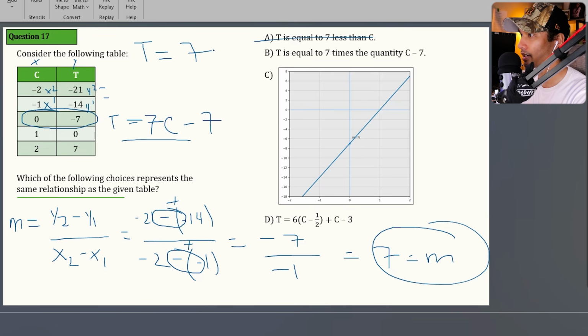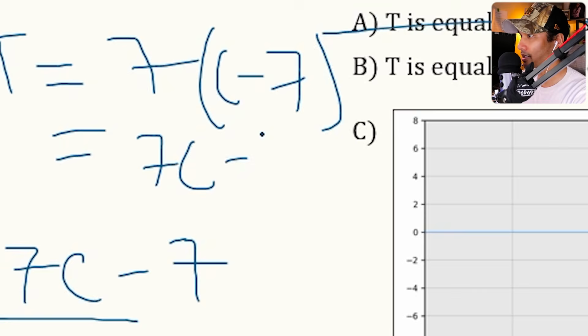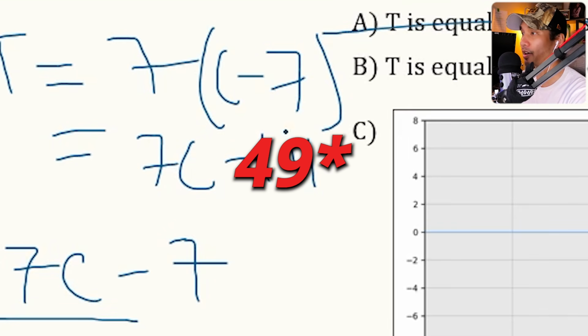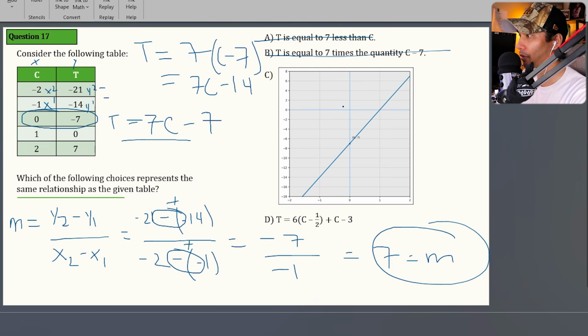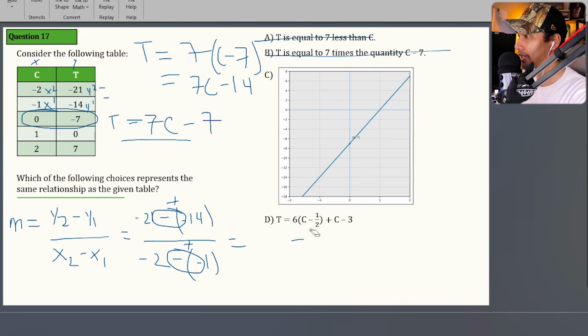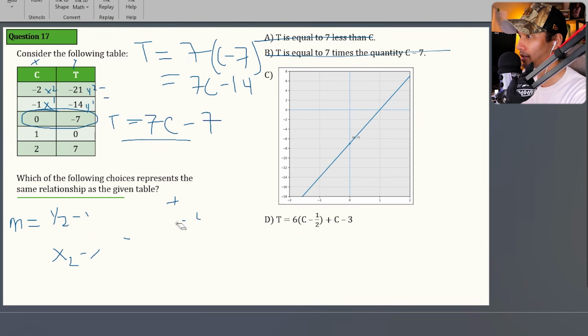So that is 7 and then C minus 7 like that. And then we get equals, then we distribute that 7, we get 7C minus 14, which is almost our equation, but it's not. Okay. And then we look at D. Before we look at the graph, I'm going to look at D. And D is just an equation, an expression that we're going to simplify.